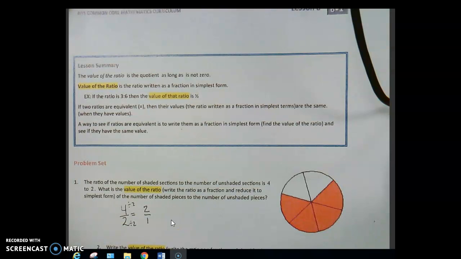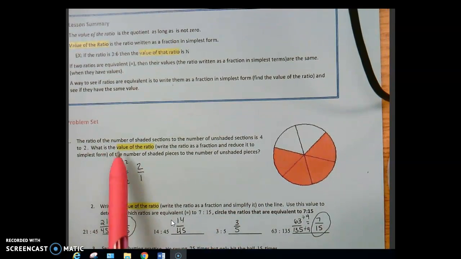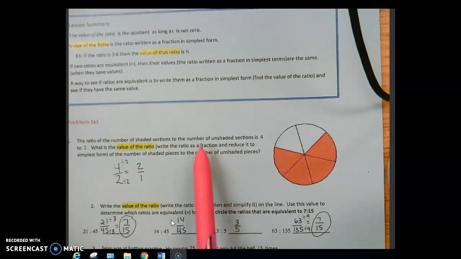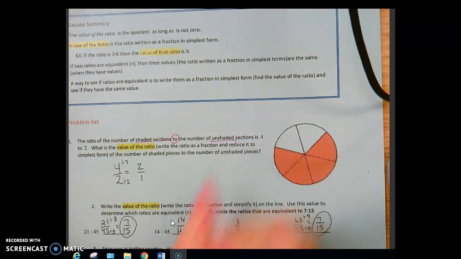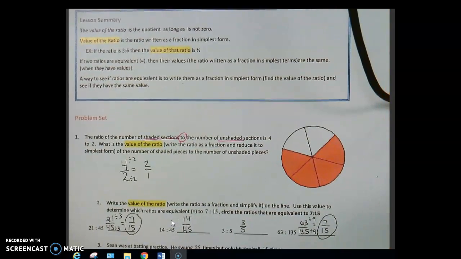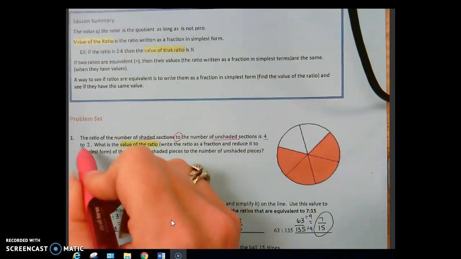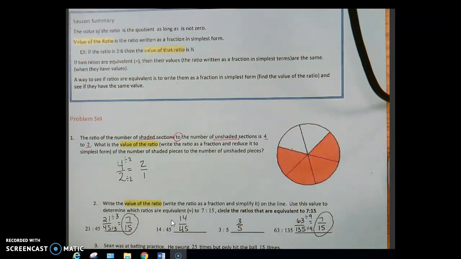Today this video is going to go over your homework from last night, which was lesson 8. So for number 1, you were supposed to find the value of the ratio of shaded sections to unshaded sections. In the fraction assessment that we took, several people got a question similar to this wrong because they didn't read closely about shaded versus unshaded. So here the shaded sections are right here. There's 4 of them to 2 that are unshaded.